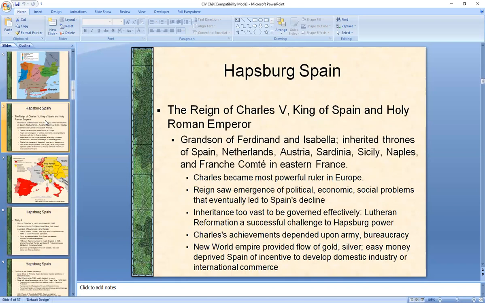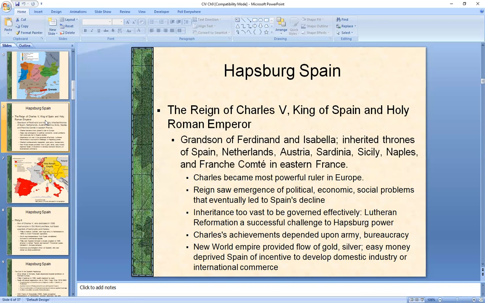So Ferdinand and Isabella, eventually, rule of their kingdom is passed down to Charles V, who is King of Spain and Holy Roman Emperor. I'll show you a map in just a minute to show you exactly what he controls.